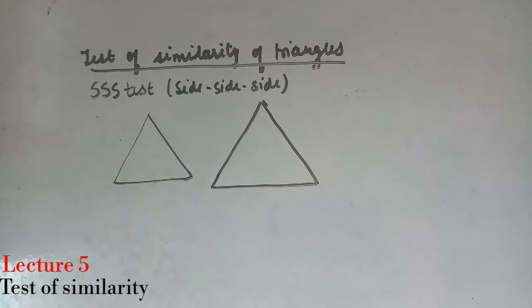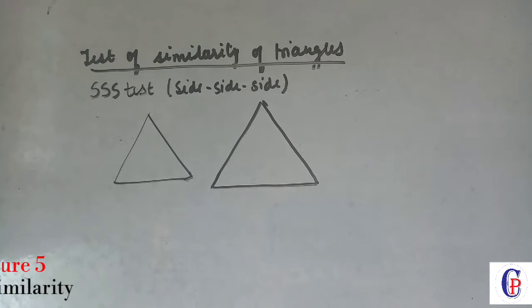In the last lecture we had discussed a few sums on similarity and the properties of BPT and angle bisector property. So today we will see the tests of similarity of triangles, meaning what tests you can use to prove the triangles similar. Because just by observing we cannot say whether the triangles are similar or not. So we have three tests.